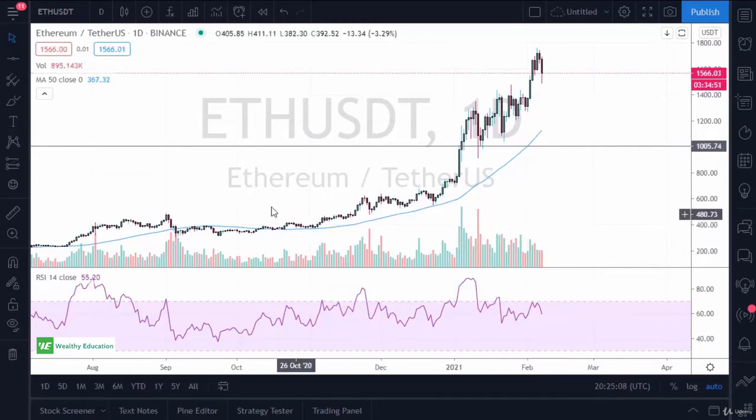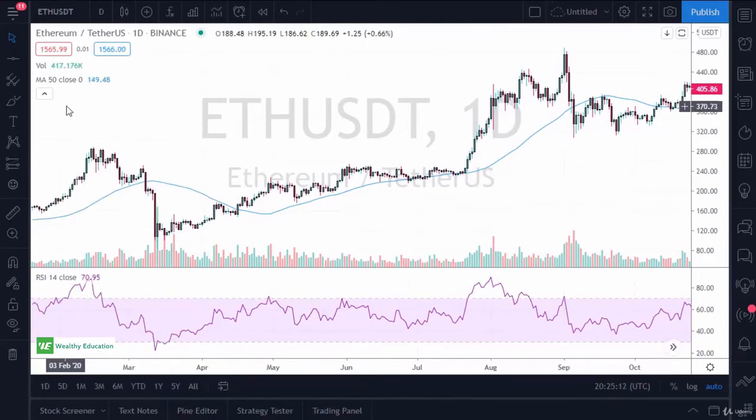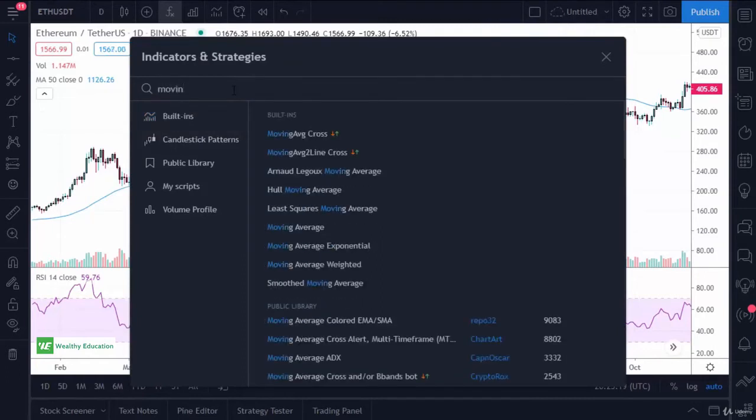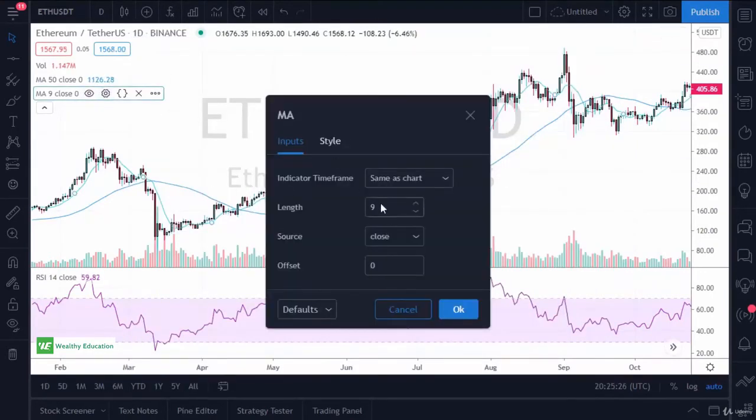Let's go ahead and take a look behind the previous times. I'm going to go ahead and put another moving average. And this time I'm going to make it 200.